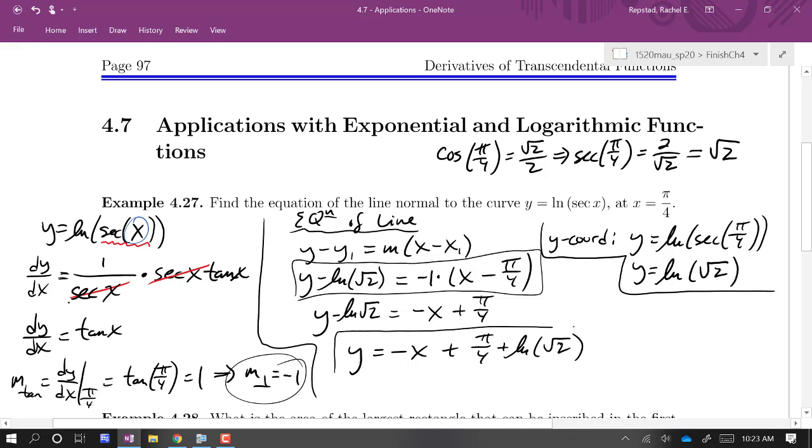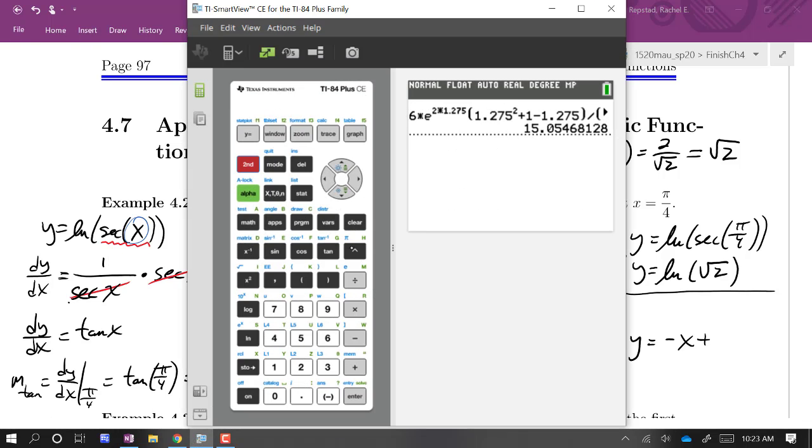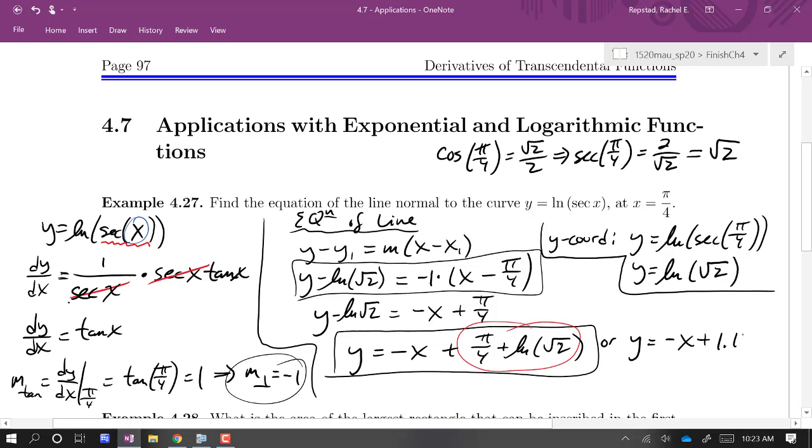Either of these is fine. It's also okay if you wanted to take this and approximate that in the calculator. We would get pi over 4 plus ln of root 2 is about 1.132, and that's fine.